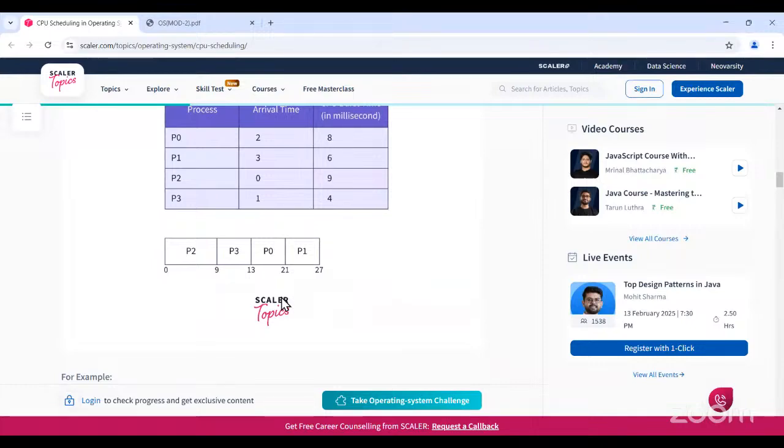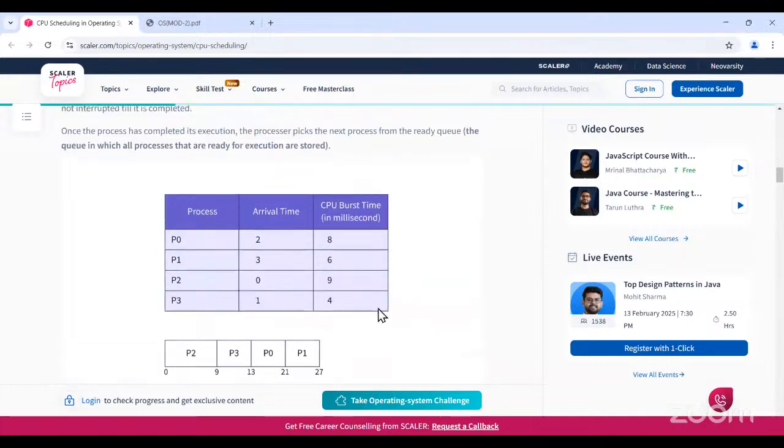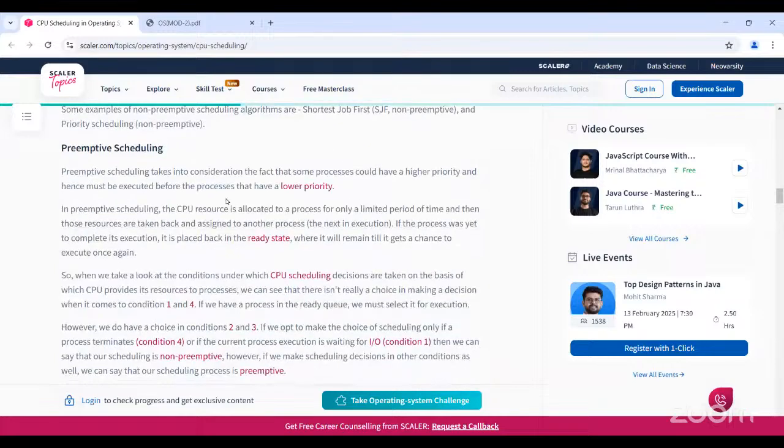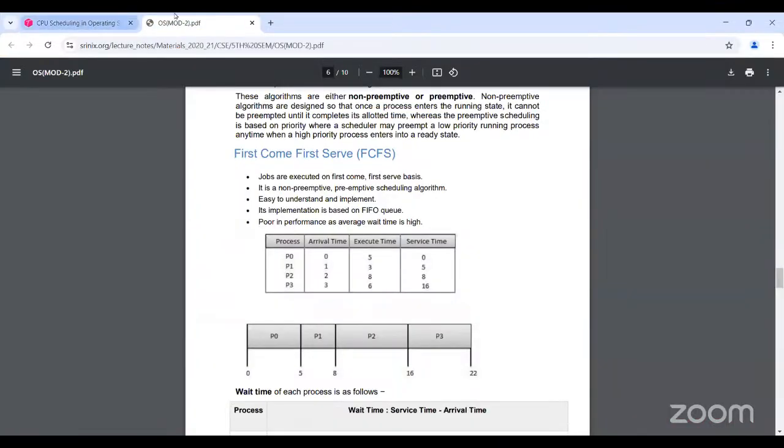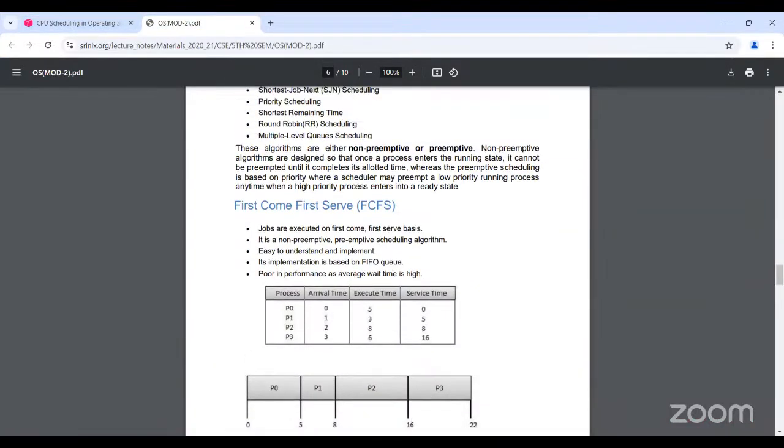Now see here, that is about non-preemptive scheduling. Next one we will see context switching.